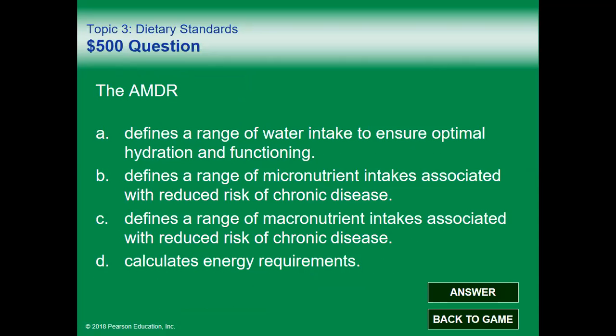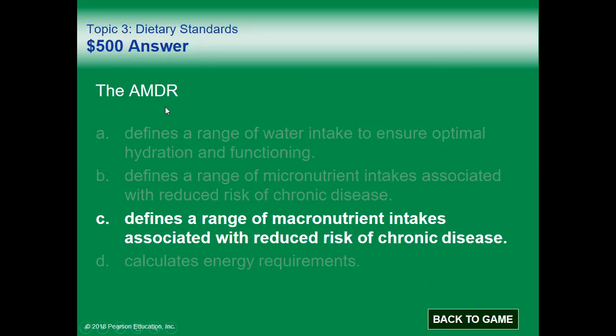The AMDR is what? Is it D? It could be. I'm thinking it's C though, but let's see. Okay, it defines a range of macronutrient intake associated with reduced risk of chronic disease.